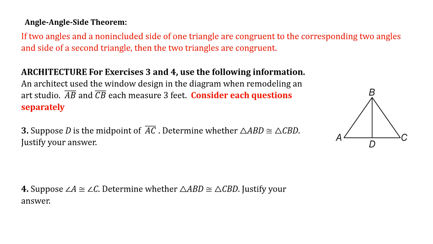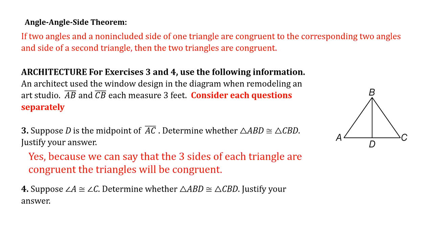Okay, so for number 3, they tell us in the word problem that sides AB and CB are both 3 feet long, so those sides are congruent, they have the same measure. They also told us that D was the midpoint of AC, so that basically tells us that AD is congruent to DC. So we have two sides that are congruent. We look at our triangle, they share side BD, so that tells us BD is congruent to itself. So yes, we can say those triangles are congruent because the 3 sides of each triangle are congruent. The triangles are going to be congruent from the SSS theorem. Make sense? Awesome.